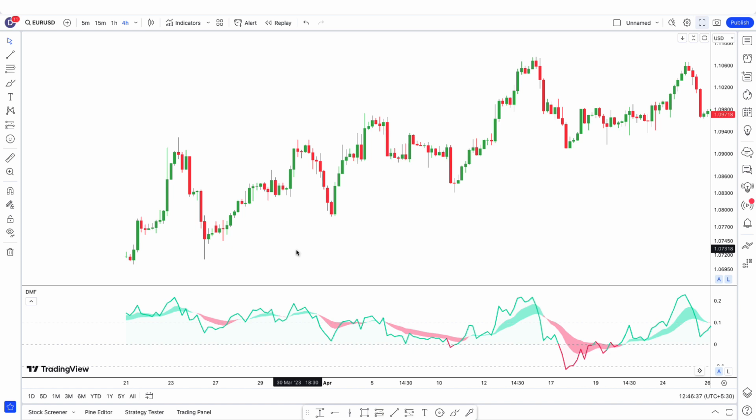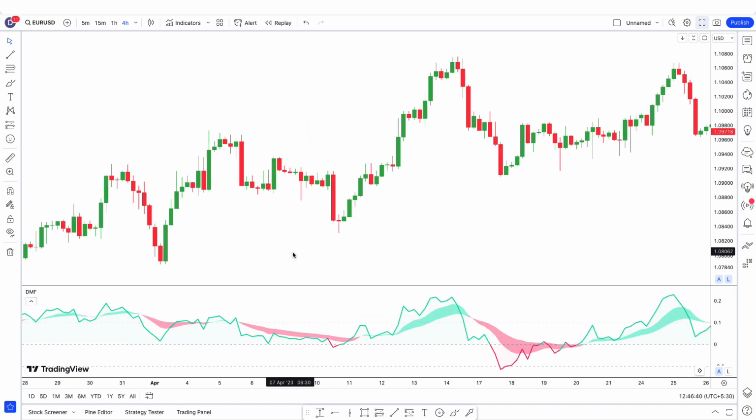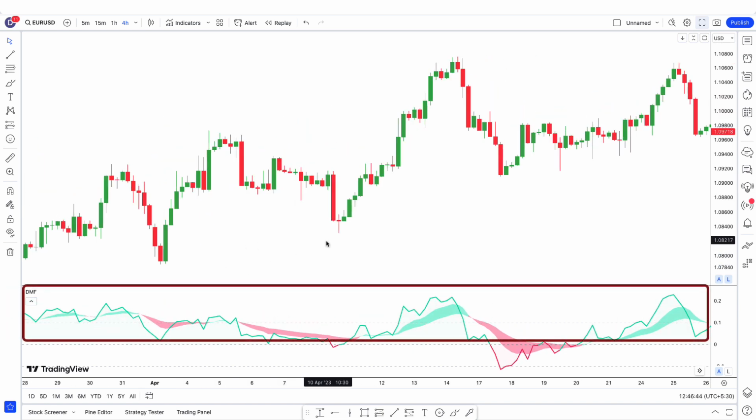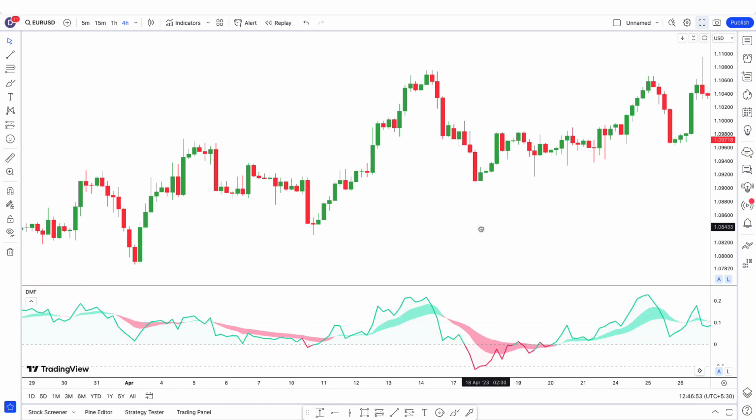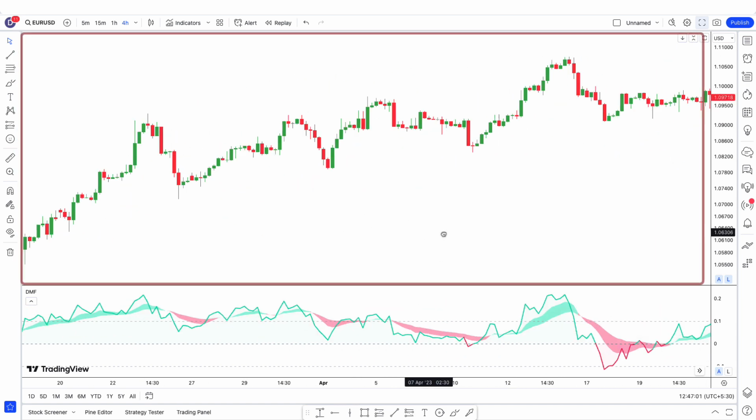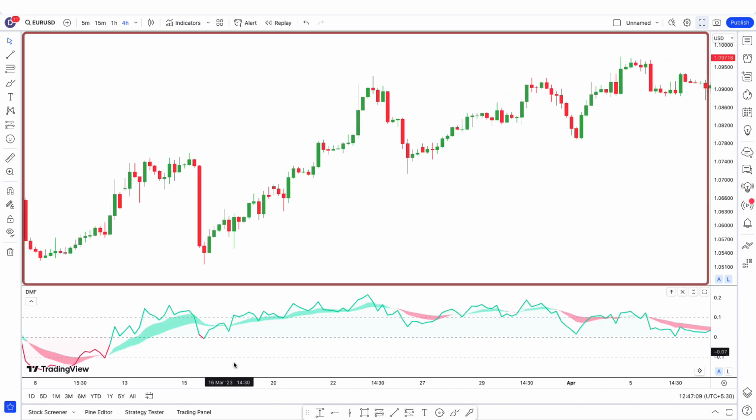Alright, as you probably guessed by now, in times that the indicator is above 0 and the DMF line crosses above the cloud after being inside or below the cloud, it can be a buy signal, because we know that when it goes above the cloud, it shows high buying volume and interest in the market.